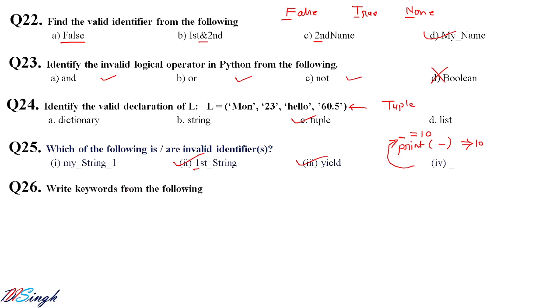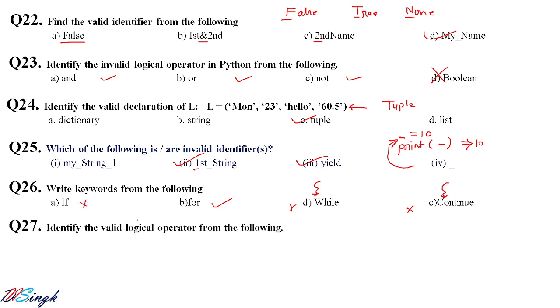Going for the next question, write keyword from the following. Okay, so if is not a keyword, for is a keyword, while is not a keyword, continue, C is capital here, for while W is capital here. So if it is written like small while, then it is fine. If it is written like small c, then also it is fine. So these two are wrong, they are not keywords, and if is also not a keyword, for is fine. That is the correct answer.